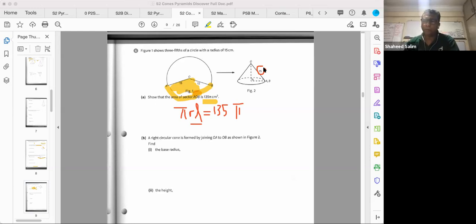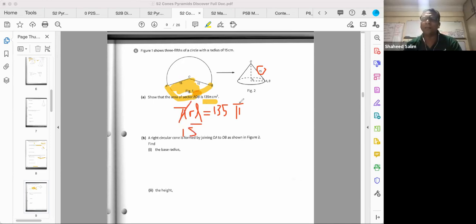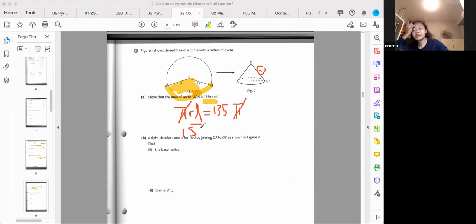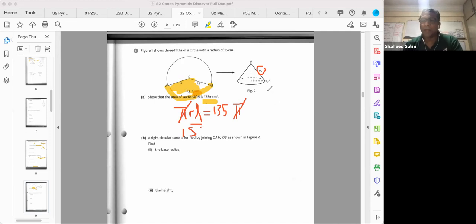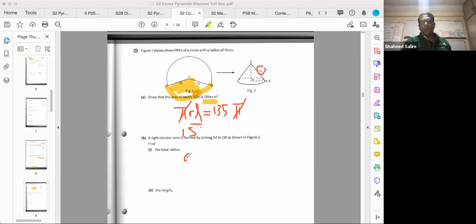Can get, Emma? Emma's tired. Emma cannot think with him. Okay, Emma. This is how much? L is how much? 15. I just put 15 pi. In fact, we can cancel this. Cancel the pi. 15R is what? 120. You go in minus. The 15R equals 135. You want to find R, you must divide by 15, not minus 15. Must divide by 15. 9. Okay, so you got 9 here.